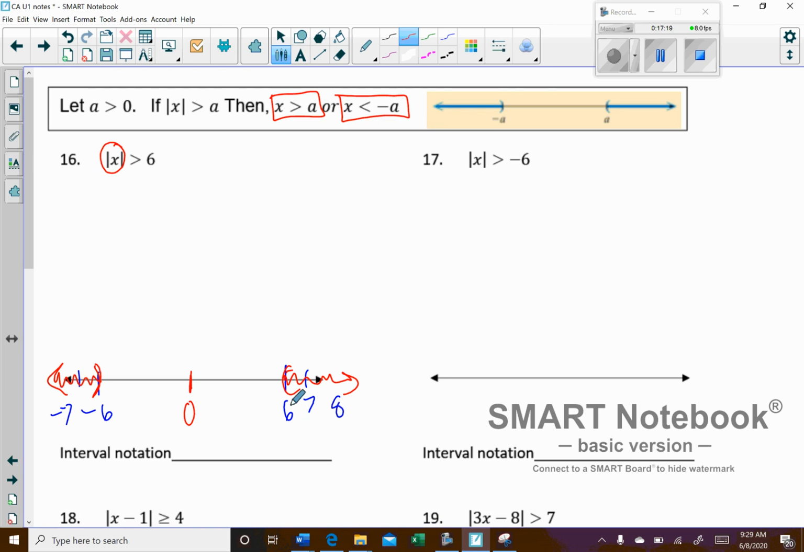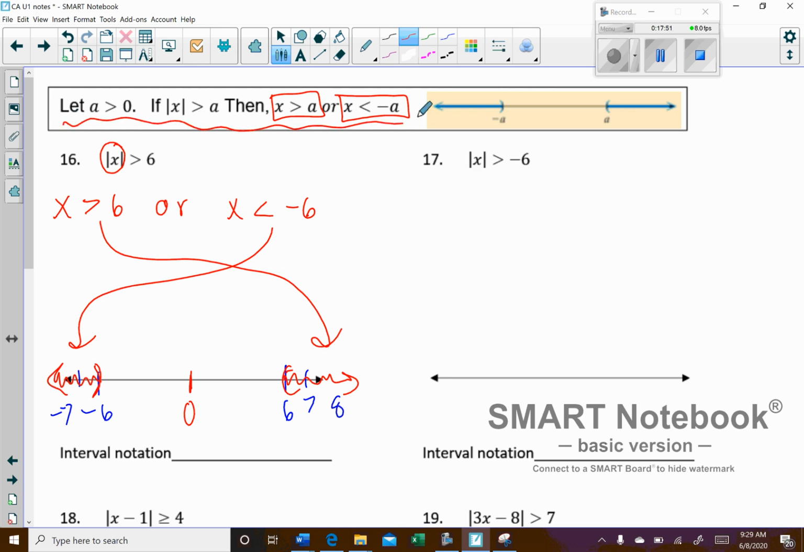And then you can figure out the interval notation. I'll help you with that in just a second. Following the rule up here, this would be x is greater than 6 or x is less than -6. So you have to reverse it and change the sign. But that's exactly what this is right there. Like I said, hopefully visualizing it on the number line makes it a little bit easier to understand. But as the problems get more complicated, you're going to have to more or less rely on the rule to help you here.